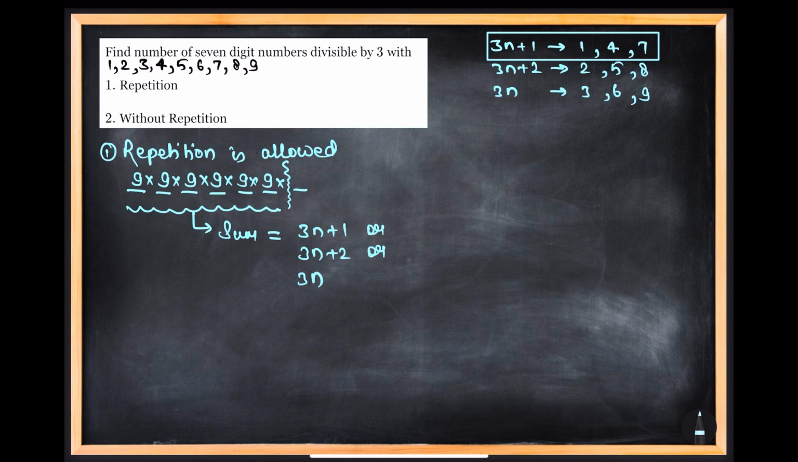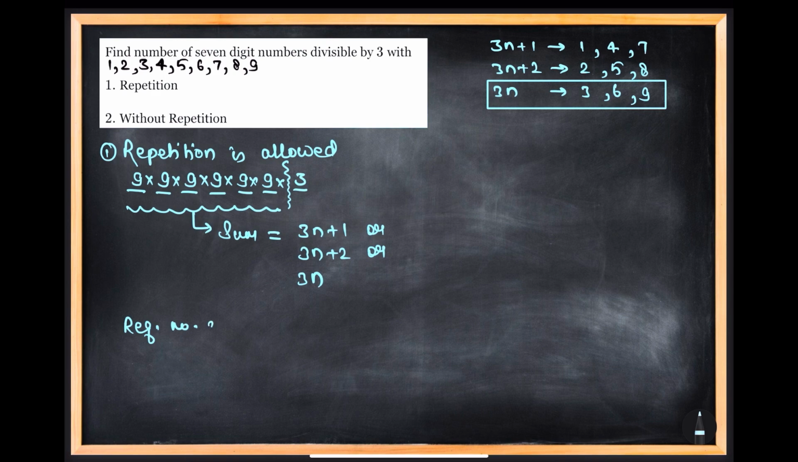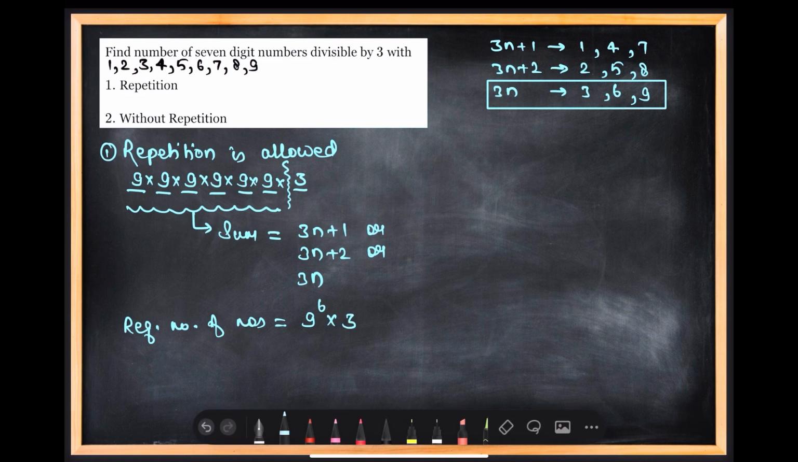Now if your sum comes out to be a 3n type number, you have to take a number from 3n type only, so again you have 3 choices. So under any condition, for the last digit we have 3 choices. So can we say the required number of numbers will be 9 power 6 into 3. I hope part 1 of this question is clear.